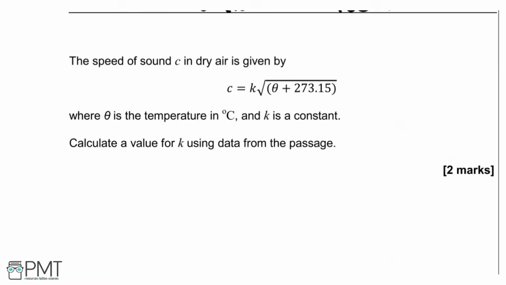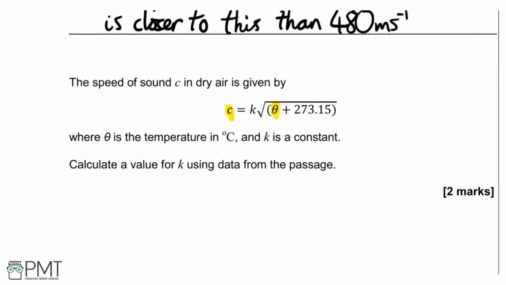So this question wants us to use this, I say complicated looking equation. It's really one that we just need to put the numbers into and get a number out. Now the passage actually does give us an example value of C and its corresponding value of theta. So by inputting this value and this value, we can obtain this value of K. So let's look back at the passage of text.